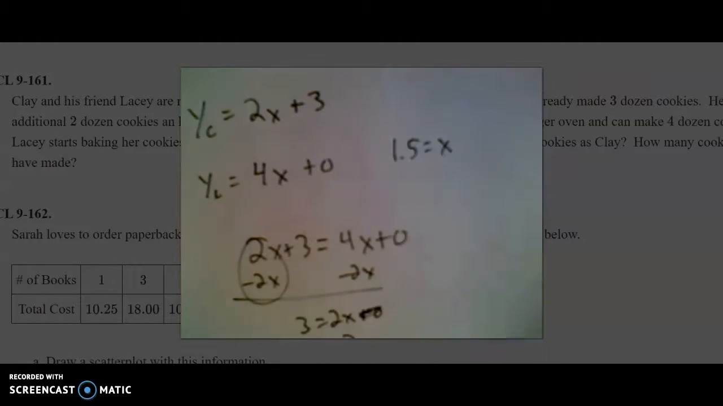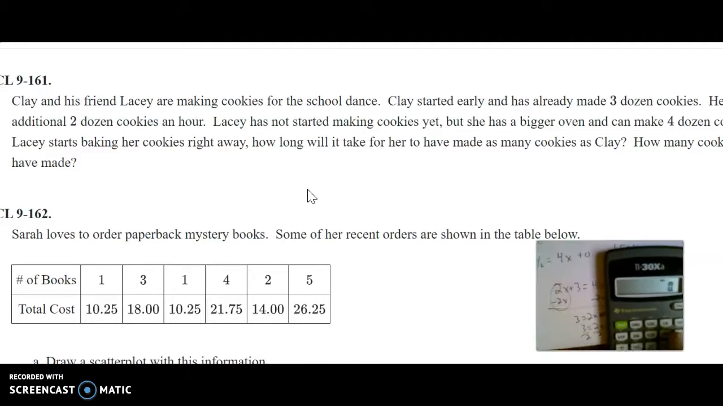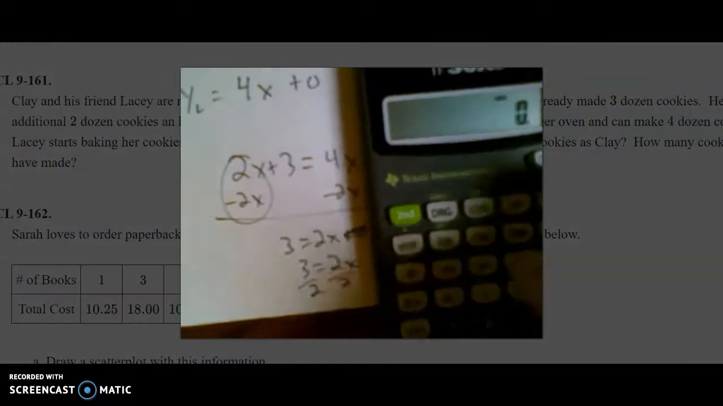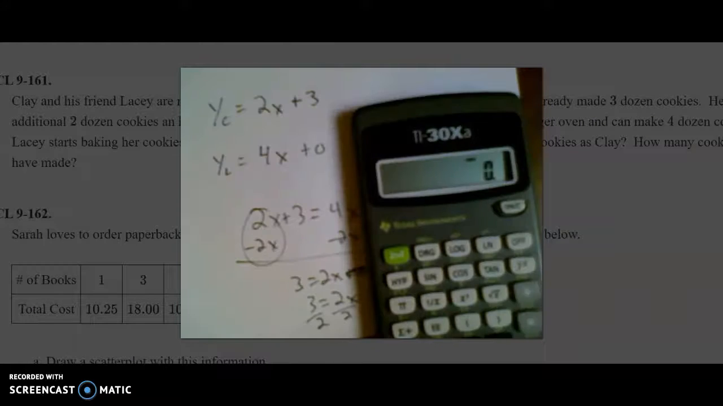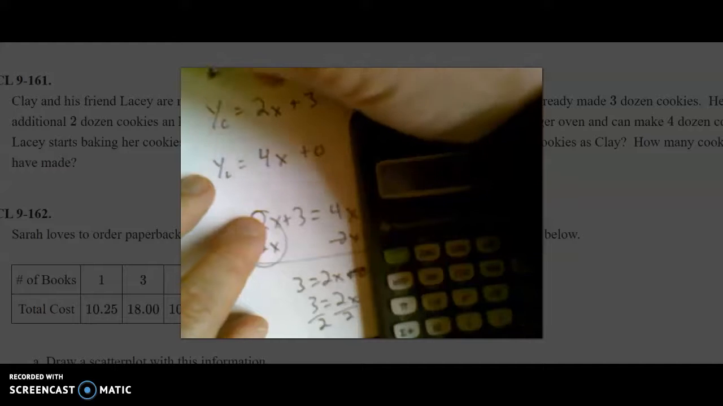So that means, as I minimize this again, they make this per hour. So in 1.5 hours, they'd have the same amount of cookies. And how much is that? Well, for Clay, his equation says he makes 2 cookies per hour, so 1.5 times 2, plus 3, equals 6 cookies.